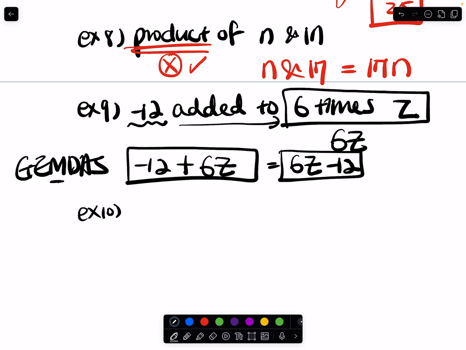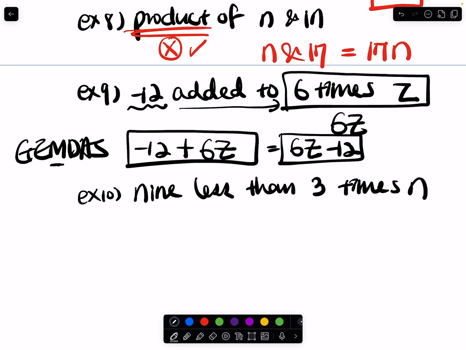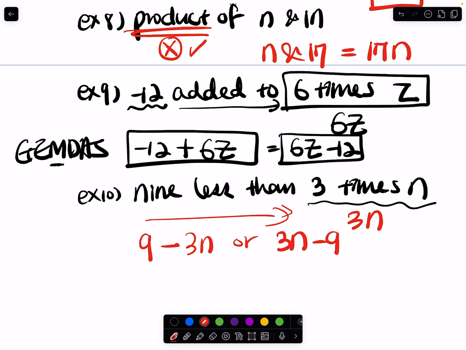All right, so number 10. 9 less than 3 times n. All right? Now, it's a very common mistake here. You guys just keep saying that English expression to yourself. 9 less than 3 times n. 3 times n, translate that first. 3 times n is 3n. 9 less than, do you think it will be 9 minus 3n or 3n minus 9? Which one do you think it is? You guys think about it. This expression is 9 less than something. Wouldn't you want to subtract 9 from 3n, right? 9 less than.